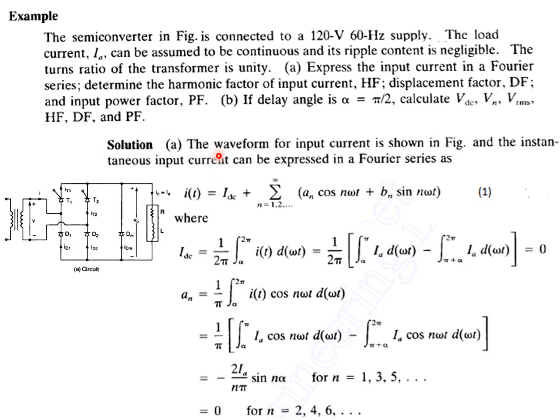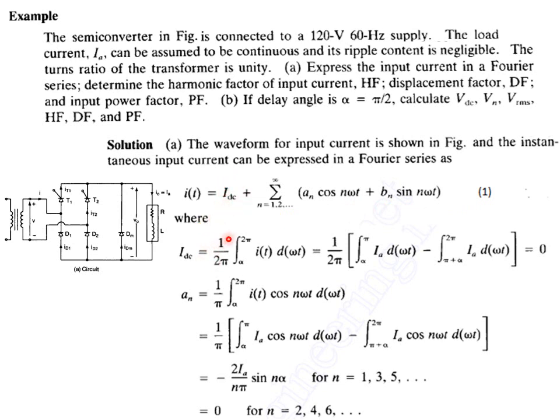We know that a Fourier series is represented by i of t equal to IDC plus the summation of all the harmonics. The harmonics go from n equal to 1, 2 to infinity, and they consist of the cosine and sine terms. So we represent the Fourier series as the DC value plus the harmonics, that is an cos n omega t plus bn sin n omega t, where IDC is nothing but the average value or DC value.